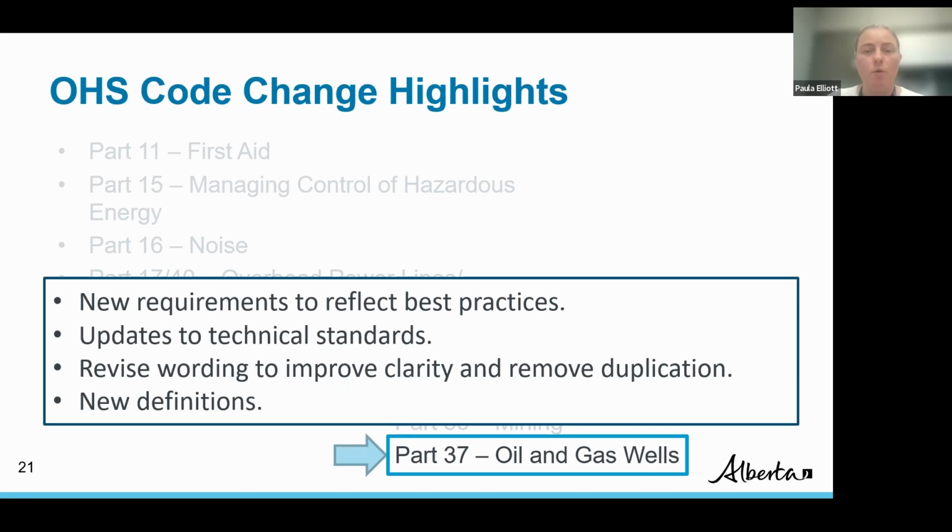Part 37 is for oil and gas. We actually included several new requirements. However, a number of those requirements were actually asked for by stakeholders to improve health and safety on oil and gas well sites across Alberta.